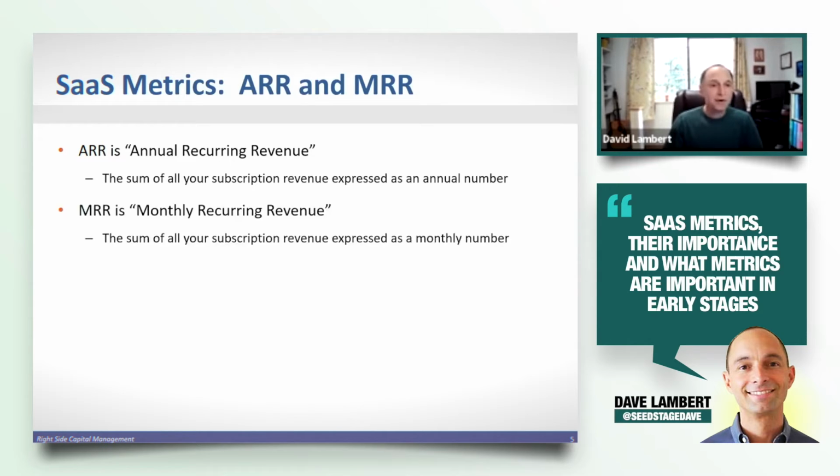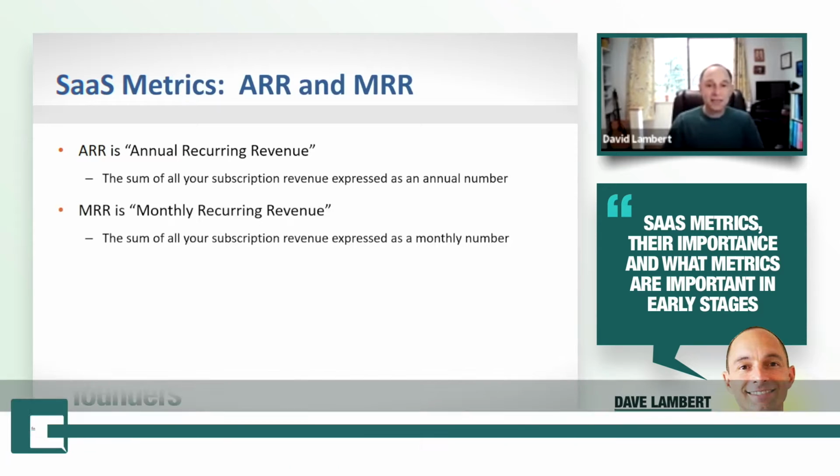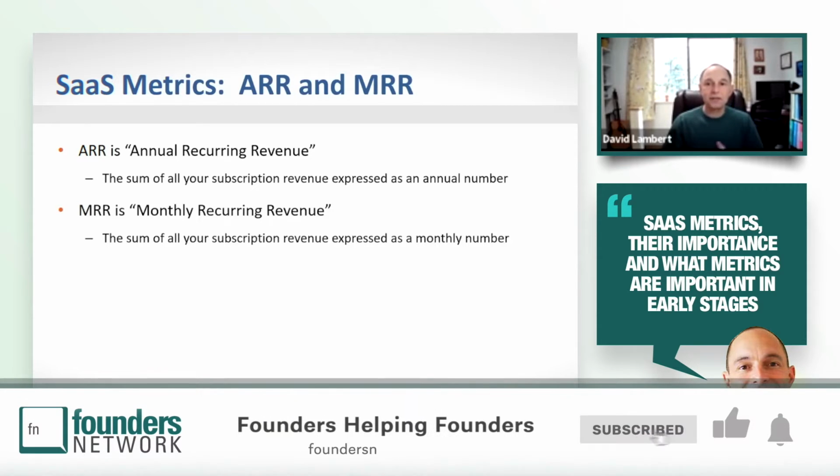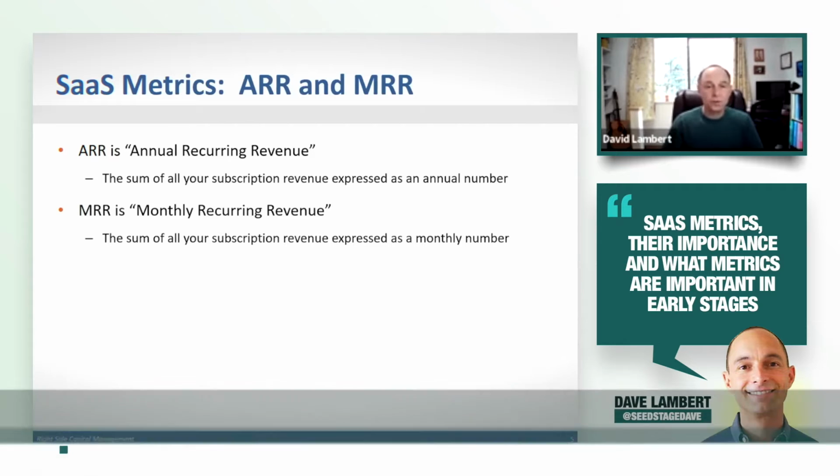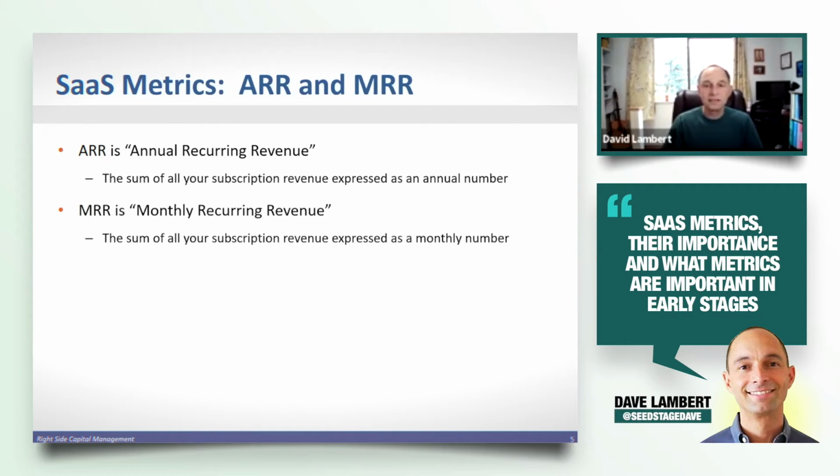Okay. MRR is the exact same thing, but expressed as a monthly number. Regardless of whether someone's on a 1, 6, or 12-month contract, what's that prorated monthly amount? That is your MRR. The key thing to remember is that ARR and MRR are just 2 ways of saying the exact same thing. ARR is always MRR times 12.